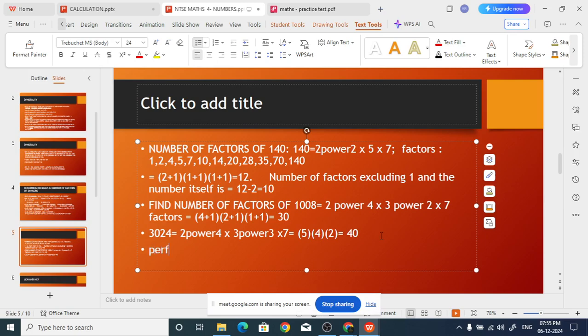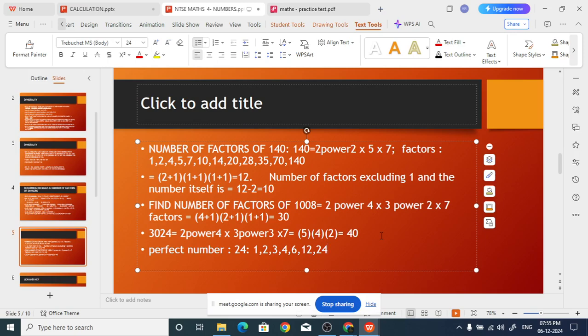Yes, sir. A perfect number is, let's say, 24. What are the factors of 24? 1, 2, 3, 4, 6, 12 and 24. So you leave 1 and 24, and add all the other factors. 2 plus 3 is 5, 5 plus 4 is 9, 9 plus 6 is 15, 15 plus 12 is 27.